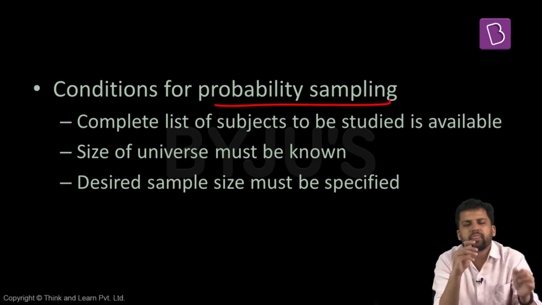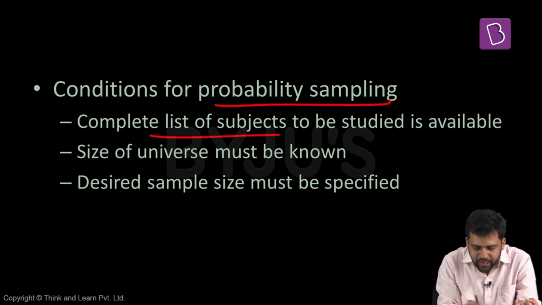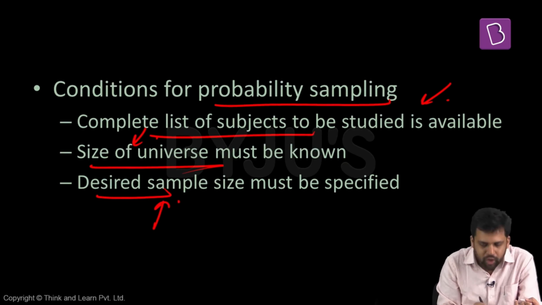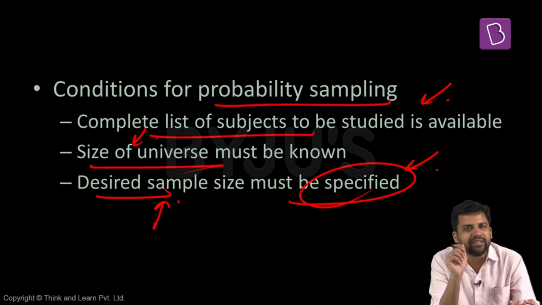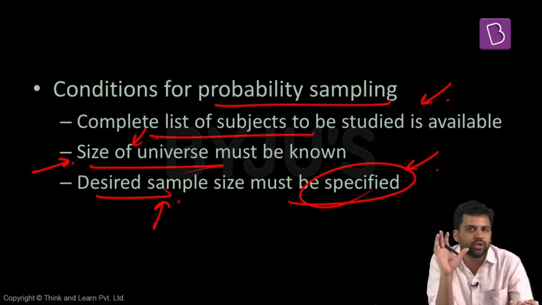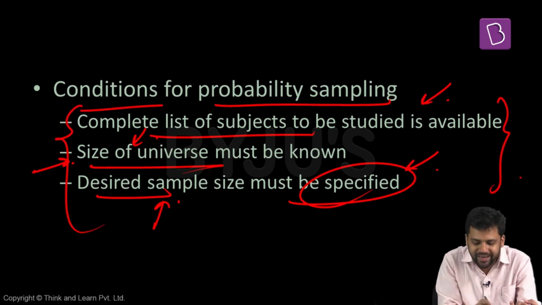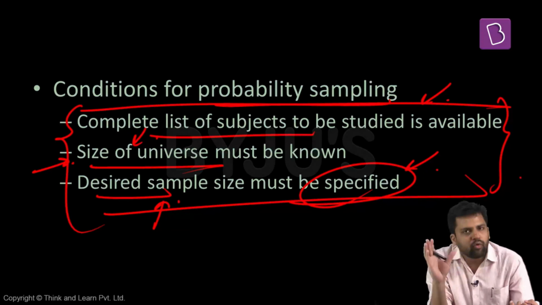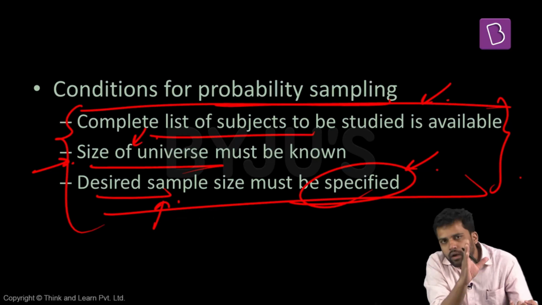Probability sampling is taken up when you are aware of the complete list of subjects that need to be studied, when you know the size of the universe, and when you are also aware of the desired sample size. So if the desired sample size is specified, you have the list of the subjects, and you have the size of the entire universe of the population. You need to have details about your population, then you can go for probability sampling. So these are the conditions under which probability sampling methods are used. Keep this in mind. Now we will start with each and every probability sampling method.